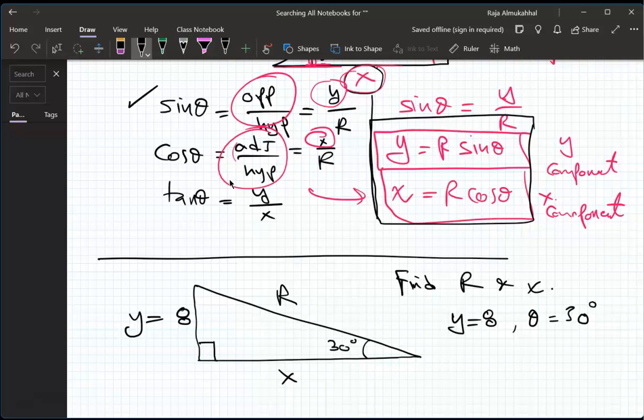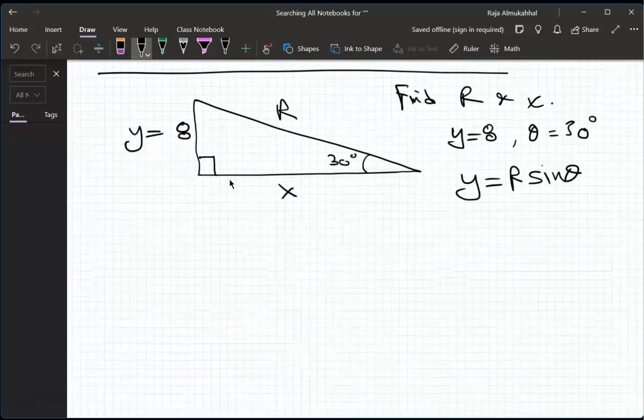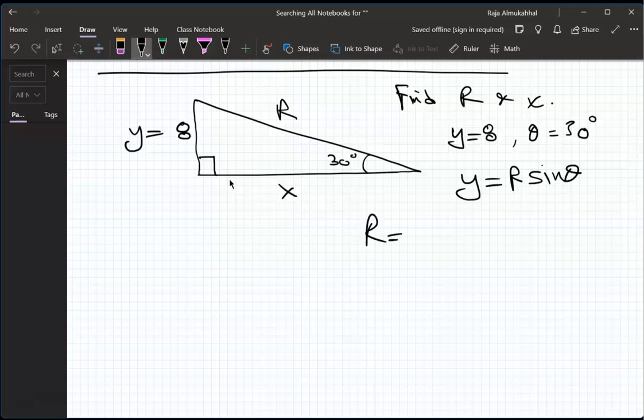So what I'm doing here, I'm looking for a relationship. Well, I know that if we look at the y component here, y is equal to r sine theta, and he's asking us to find r. So therefore, r is y over sine theta. And so we can just plug it in. So we have 8 divided by sine 30. And you can use your calculator for sine 30 or memorize it. I've always memorized it. It's a half. So it becomes 8 divided by half.